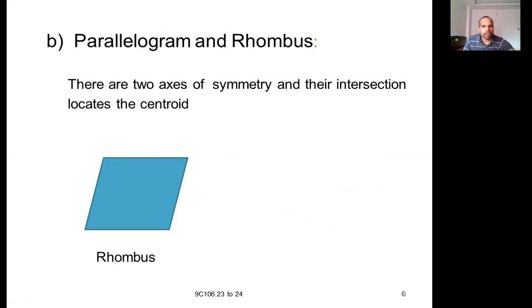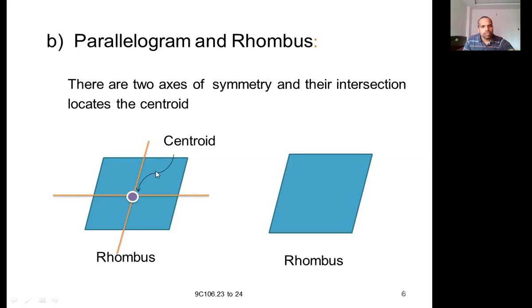Now let us see the parallelogram and rhombus. There are two axes of symmetry and their intersection locates the centroid, right? So in this case, draw the lines of symmetry, the axes of symmetry. Okay, this is the y axis, this is the x axis. This axis shall be parallel, not vertical. This axis shall be parallel to this one. Draw a parallel at the center that will divide the area into two parts. Similarly, this x axis divides this area into two parts. That intersection point is nothing but your centroid.